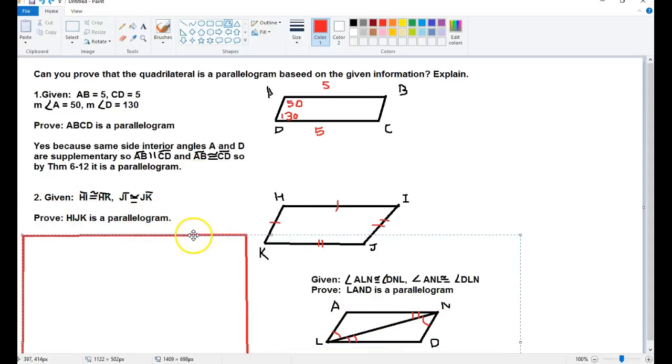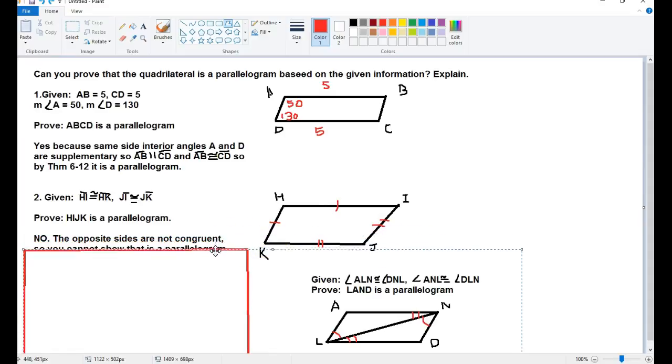The next one, we're asked to see if this one here is a parallelogram. We're given that HI is congruent to HK, JI is congruent to JK. This one, we cannot show it is a parallelogram because the opposite sides are not congruent. HK is not the same as JI, HI is not the same as KJ, so we cannot show that these are congruent.